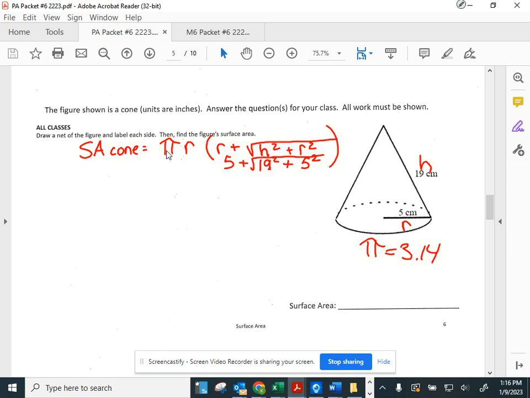Aiden: I'm confused at the order of how you do it. Yeah. First thing you're going to want to do is do 19 squared plus 5 squared. So you're going to want to find that answer. 19 squared plus 5 squared. Then you want to take the square root of it. And then you're going to add it to the 5. Then you take that answer and you times it by the pi and the 5. So just work it backwards. So are you multiplying the pi and the 5?